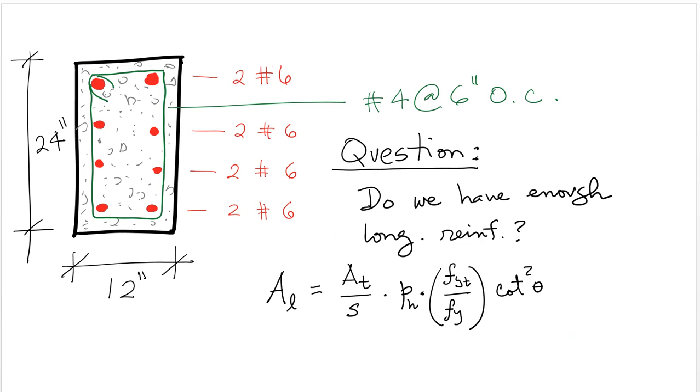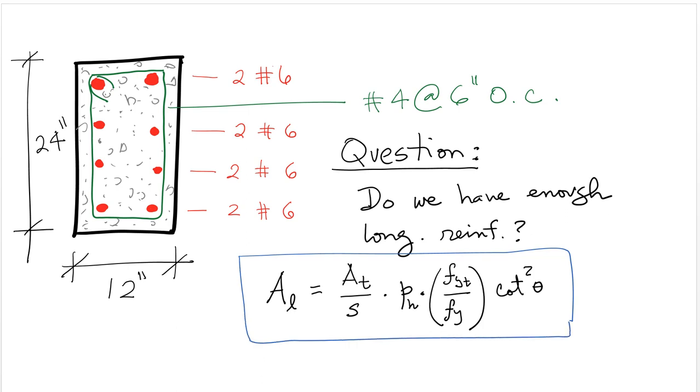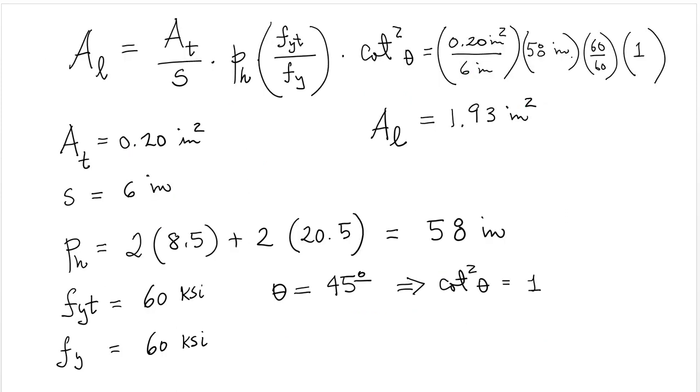We know from ACI that the formula for longitudinal reinforcement necessary is this one right here, and we are just going to go ahead and substitute in the values and see what amount of longitudinal reinforcement we get. If that reinforcement needed is less than the one that we have provided, then our section is satisfactory in terms of longitudinal reinforcement. So again, here is our formula for longitudinal reinforcement. We substitute in all the values.